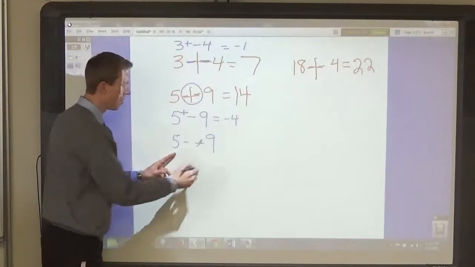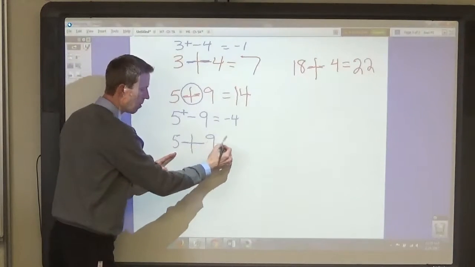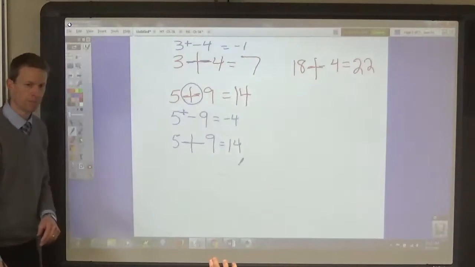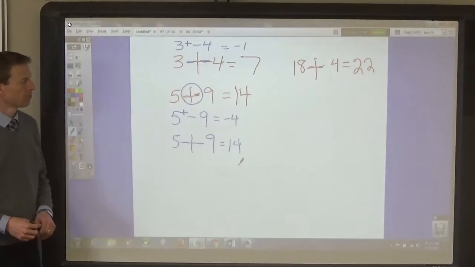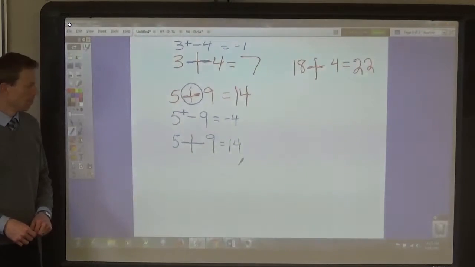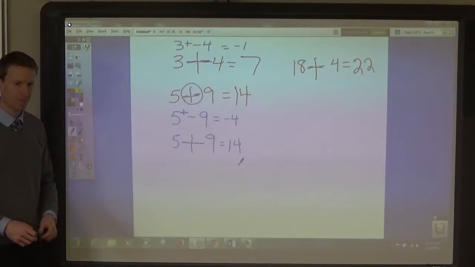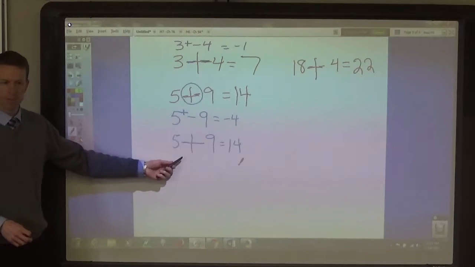What's the answer to this one again? 14. 14, because it just becomes plus. A big plus sign. Okay? Questions on this? Any questions on this?